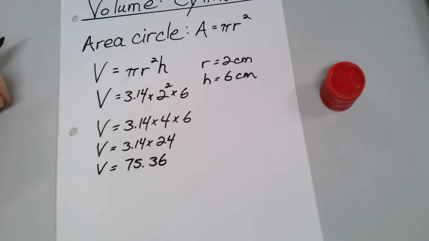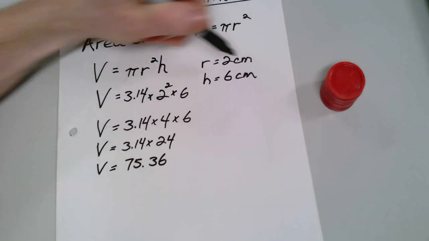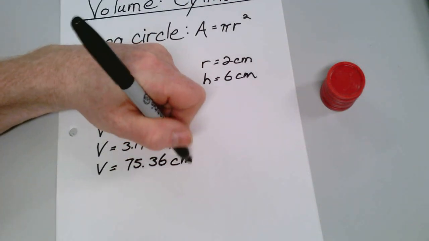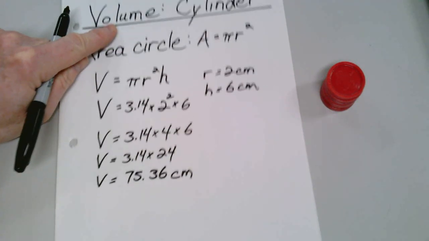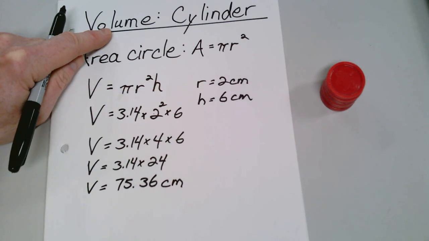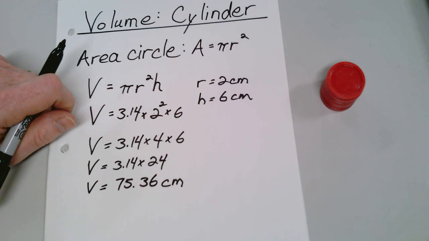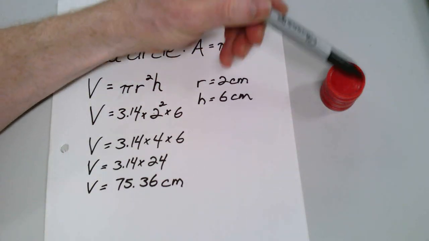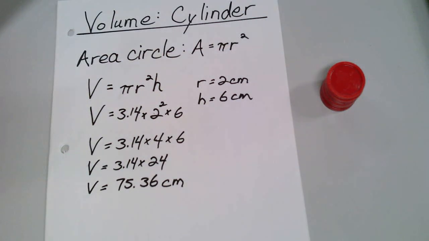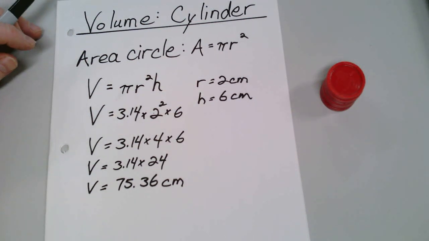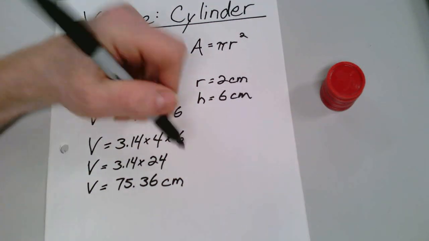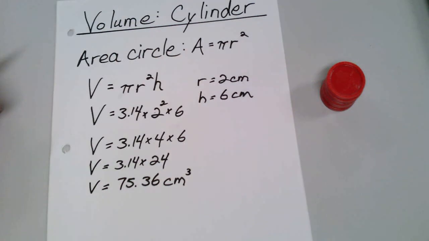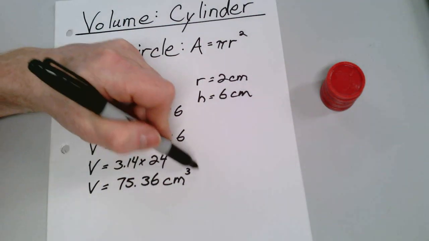And then once again we have to remember to put the units in. In this case we've been talking about centimeters and its volume. Because it's volume, it's 3 dimensions, just like we talked about in the rectangular prisms, length times width times height. Well, this one, we found out the area of the circle and then multiplied it by the height. So we're talking about a 3-dimensional image again. So it is cubed. Volume is always going to be cubed. So that's our answer.